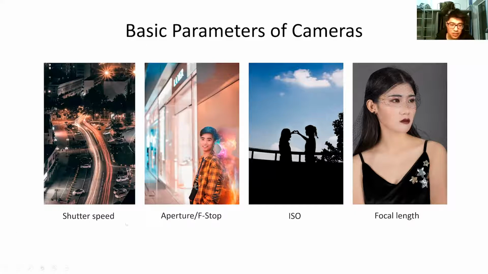The first one is shutter speed. And aperture, we do not normally use this one, we use f-stop more often. And ISO and focal length. These four parameters are very basic to use in your daily shooting.